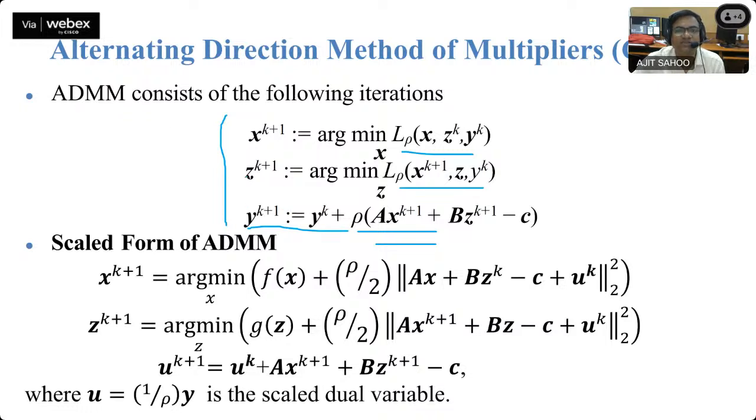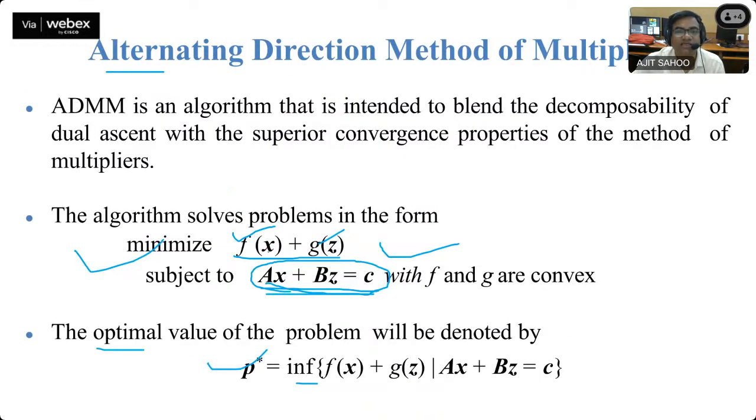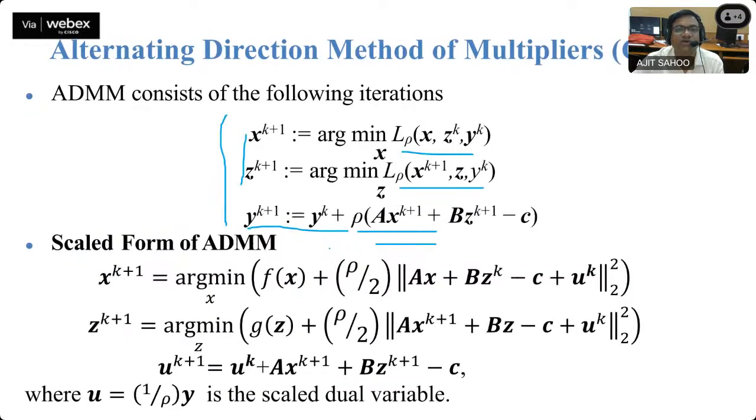That means we have two variables, x and z. Without updating x and z at a time, we go for them alternately. First we update x, then we go for z. After that we go for the dual variable update. This is called alternation because x and z are alternatingly optimized, and that's why the name alternating direction. This helps you go for the distributed optimization technique because of this decomposition.